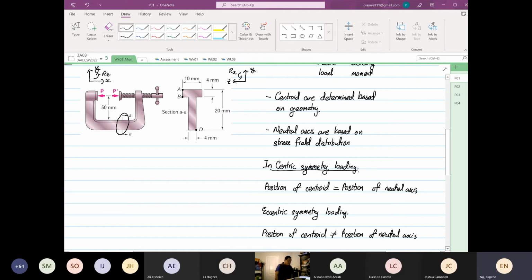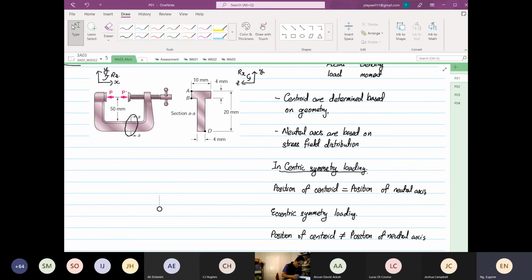Looking at the structure, the load, and how it's applied, the next thing that we're going to do is construct the deformation pattern. I'm going to draw the deformation pattern in orange. So the deformation pattern will look like this. This is how our structure will deform.